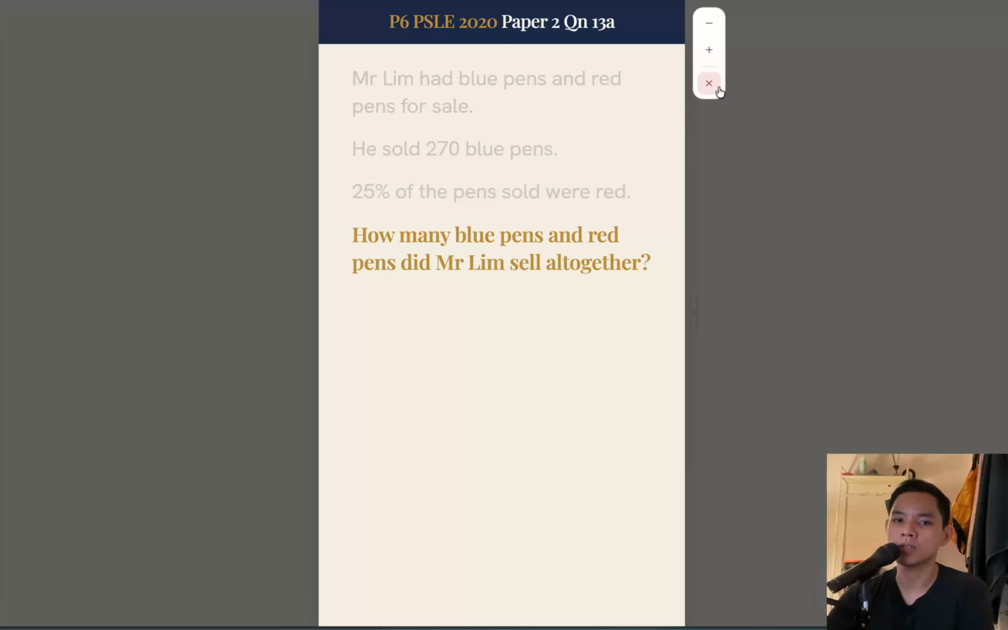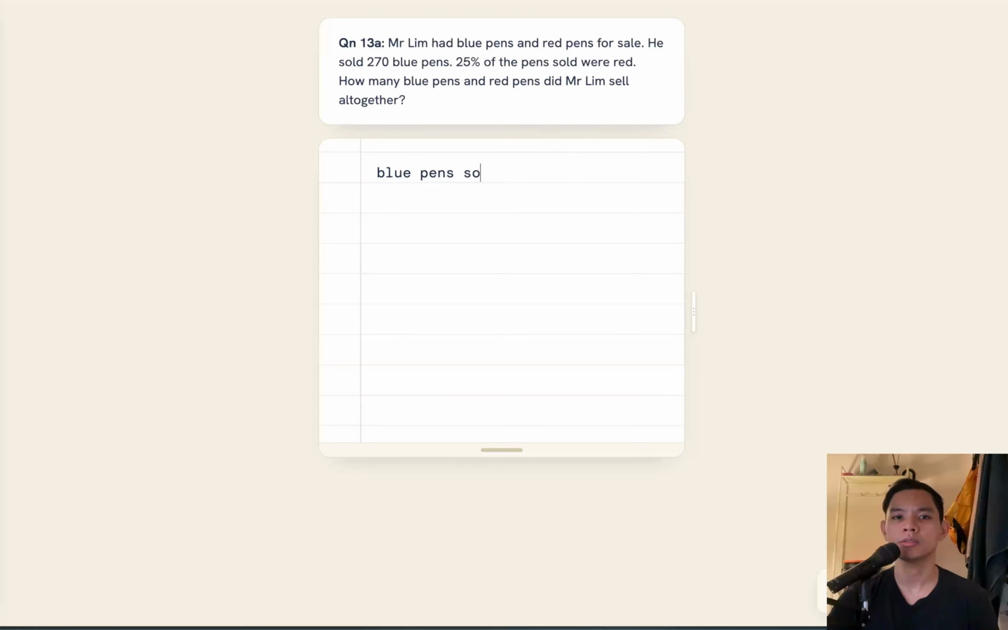So blue pants sold is 270, and blue pants sold in percentage will be equal to 100 minus 25, which is 75%. So that means 75% is equal to 270. So 100% is equal to 270 divided by 75 times 100, and this will be 360 pants.